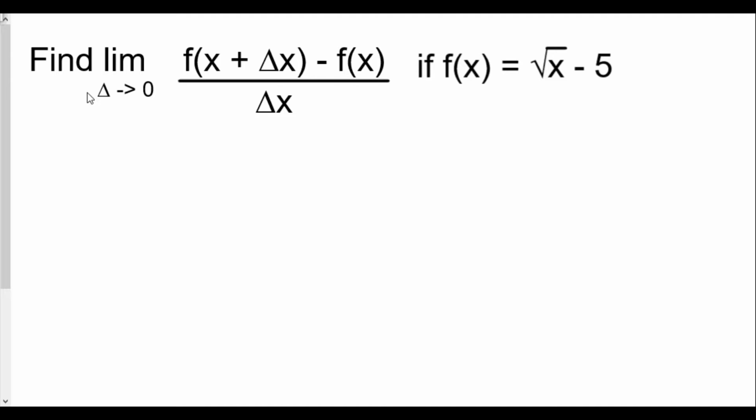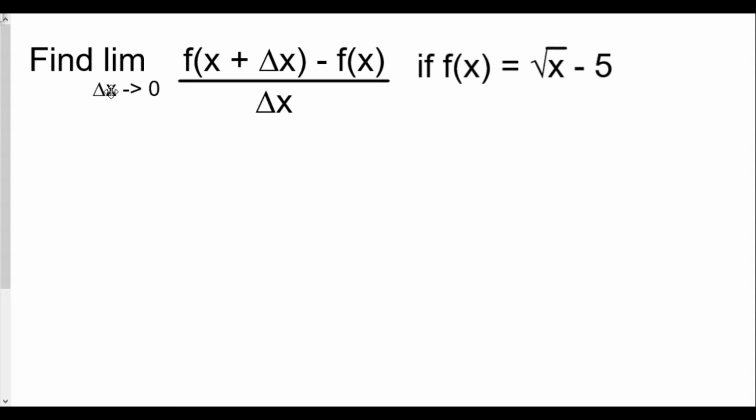Hey everybody, so you asked for a review video to go over question number 92. This was where we were trying to find a limit as delta x approaches 0 of f of x plus delta x minus f of x over delta x, if f of x equals the square root of x minus 5.